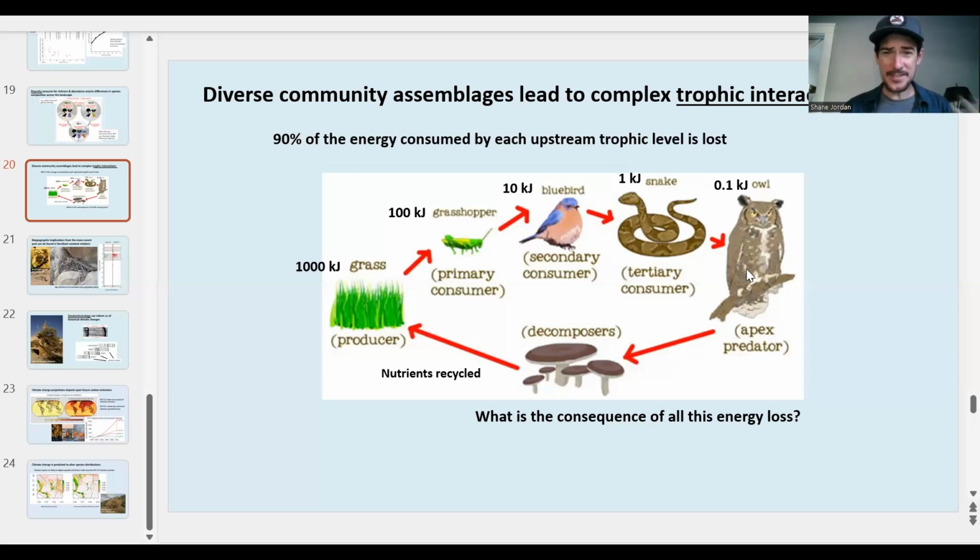And then by the time we get to the owl who consumes the snake, the owl is only able to get, again, 10% of the energy that it gets from the snake. So if it takes 1 kilojoule from the snake, it's only using a tenth of a kilojoule of that energy. And so we see the situation that by the time the owl is able to get the energy that came from this grass, most of that energy has been lost along the way.